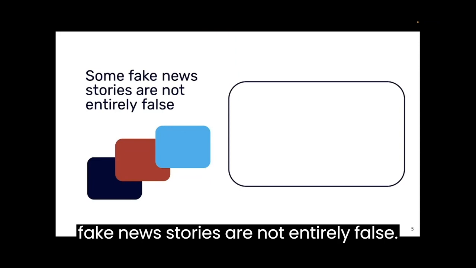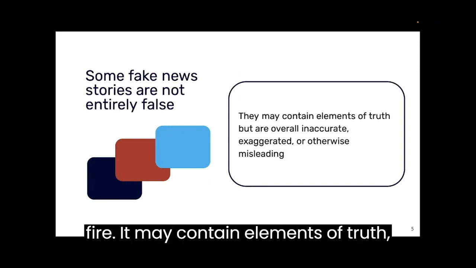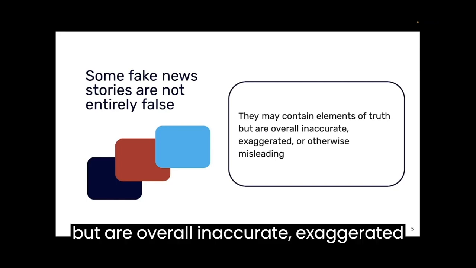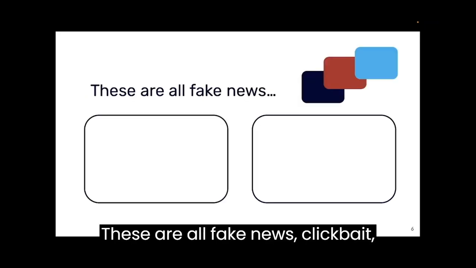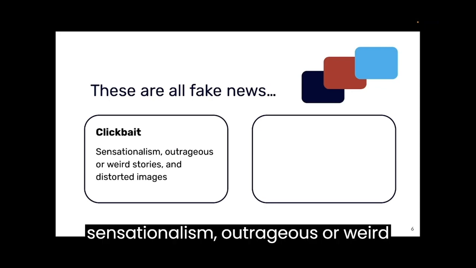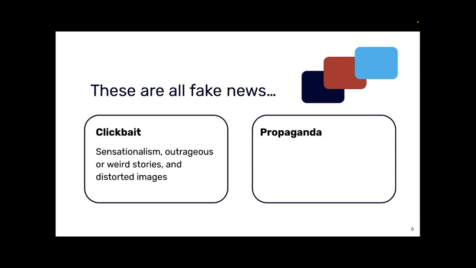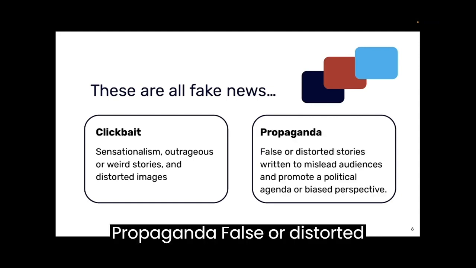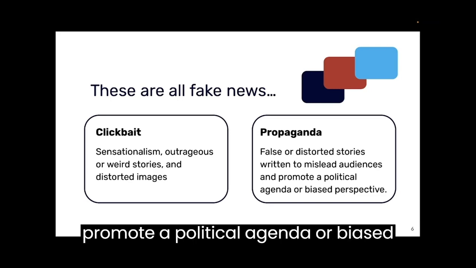Some fake news stories are not entirely false. Where there is smoke, there is fire. They may contain elements of truth but are overall inaccurate, exaggerated, or otherwise misleading. These are all fake news. Clickbait: sensationalism, outrageous or weird stories, and distorted images. Propaganda: false or distorted stories written to mislead audiences and promote a political agenda or biased perspective.